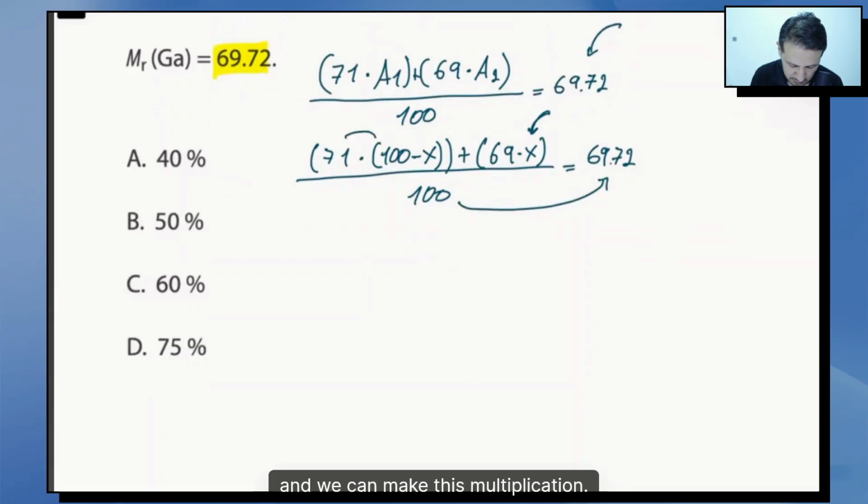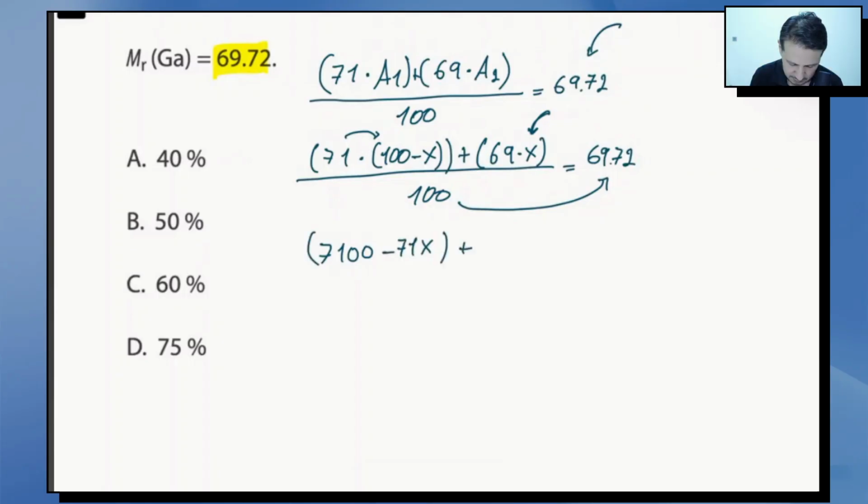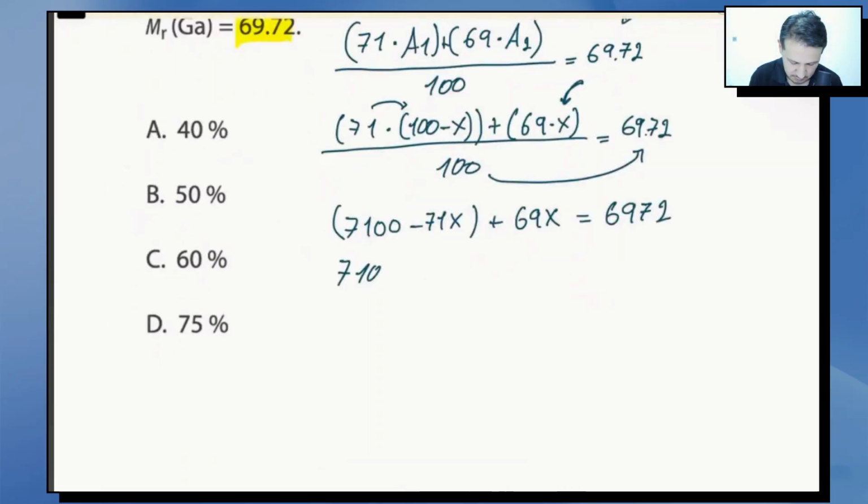Okay, so here we have, if we rearrange this, we can take this 100 up here and we can make this multiplication. So we have that 71 times 100 will be 7100 minus 71x plus 69x, because it's 69 times x. Here, let's say that we have 69.72 times 100. So this will be 6972.